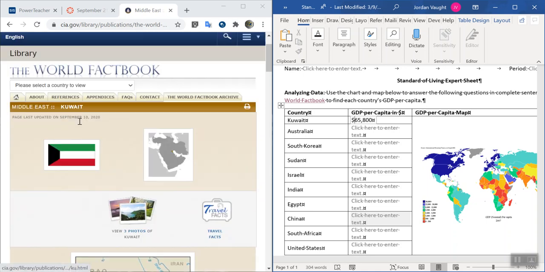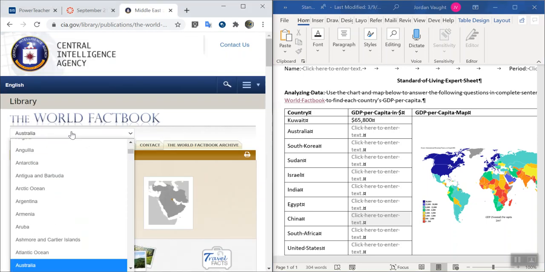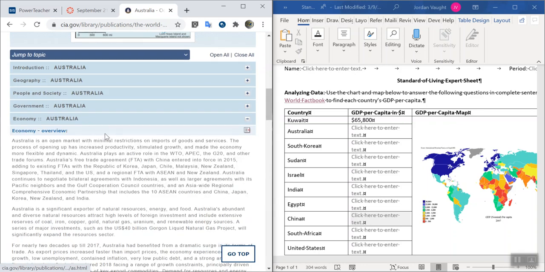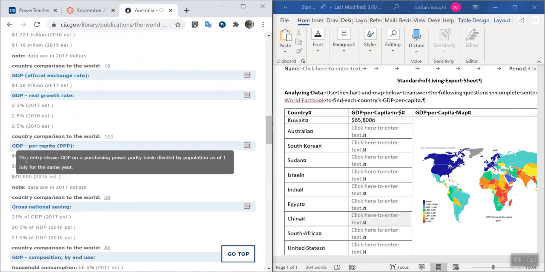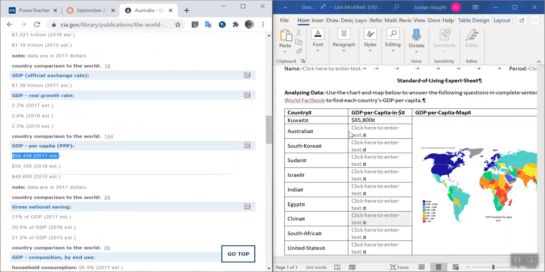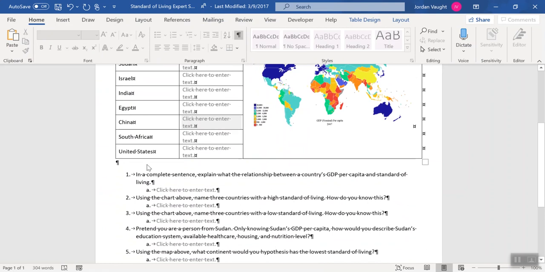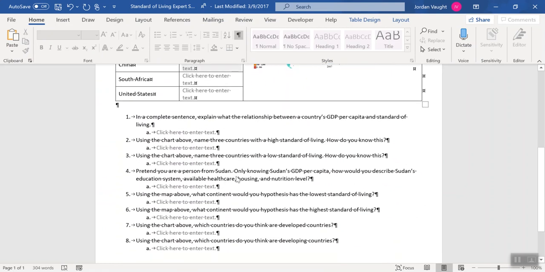All right, then you just simply go to the next country, Australia, and do the same thing again. Okay, so go to economics, go down, and then find the most current year. Again, boom, put it down right there. And that's how you do the top chart. All right, so once you get all of them done, you're going to go down here and in complete sentences, you're going to answer these questions for me.